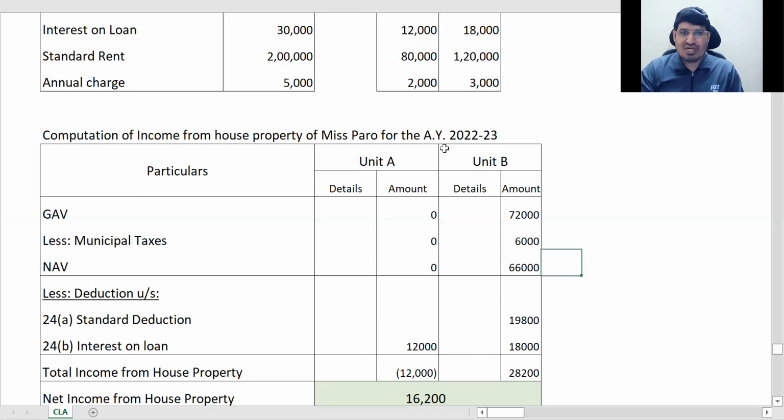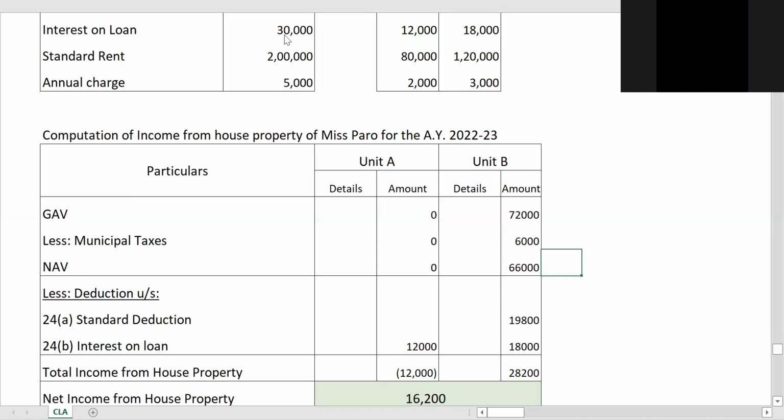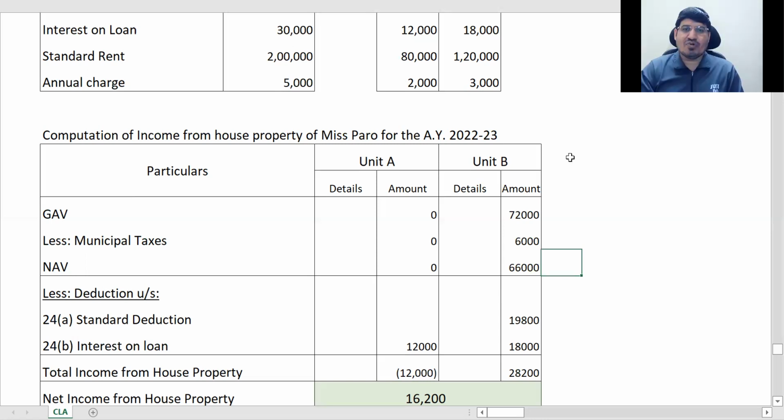30,000. So it is again apportioned as 12 and 18. You will get it for both houses, self-occupied also and this also. And below NAV you get everything for self-occupied. So this is 12,000. This is 18,000. So from 66,000 deduct these two, you will get the total income from house property.